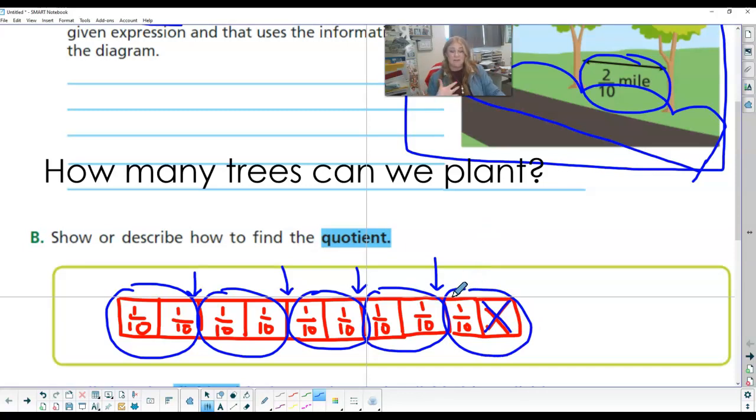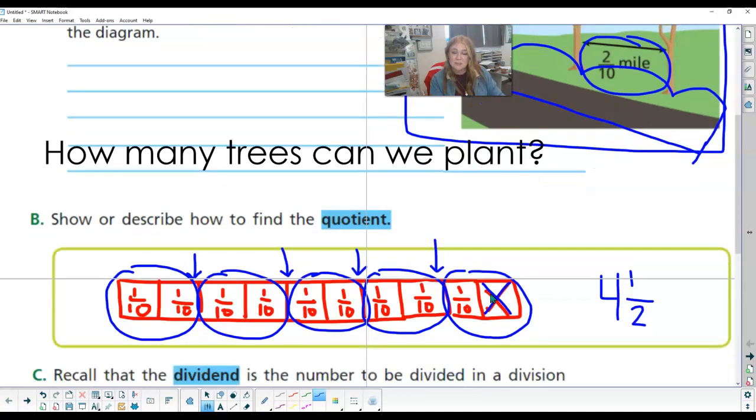I don't have enough. So I can see that I have 1, 2, 3, 4 whole groups. So I have 4 whole groups, and then I have 1 out of how many pieces are in this group. I put 2 in every group. So we can get 4.5 out of the 9/10 miles.